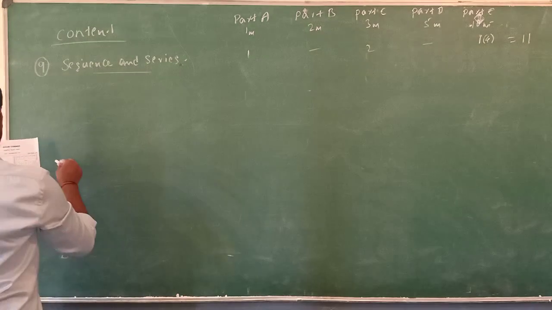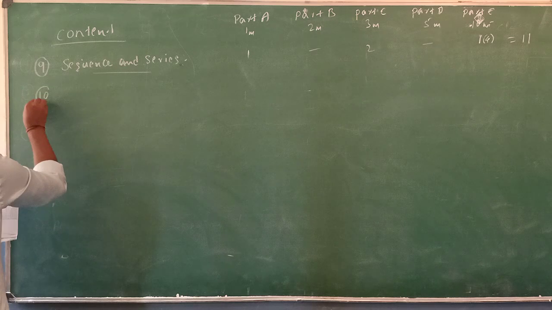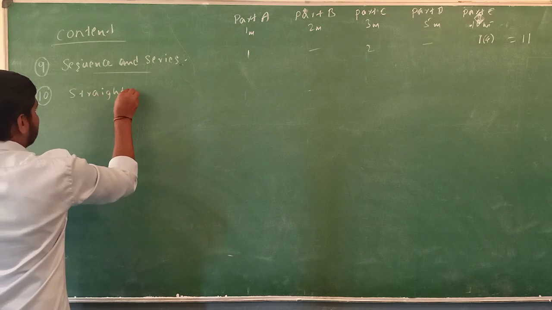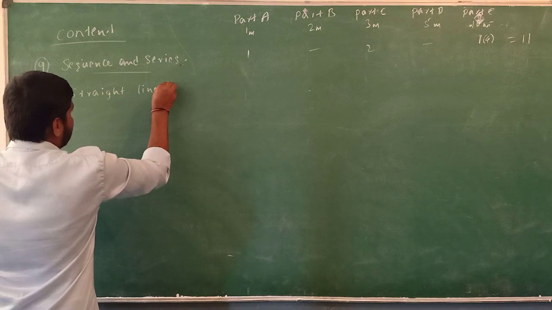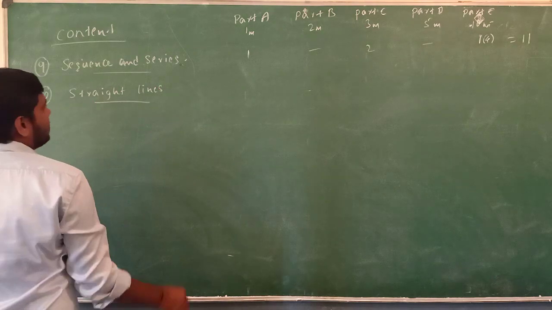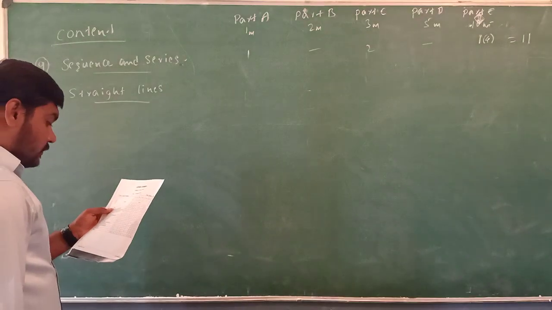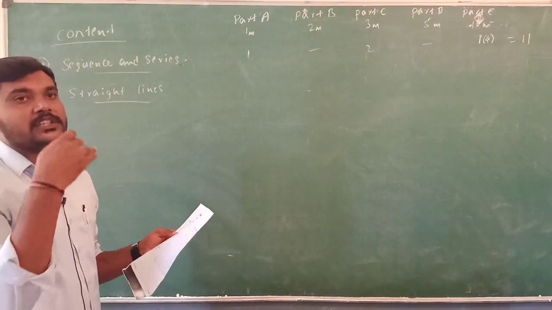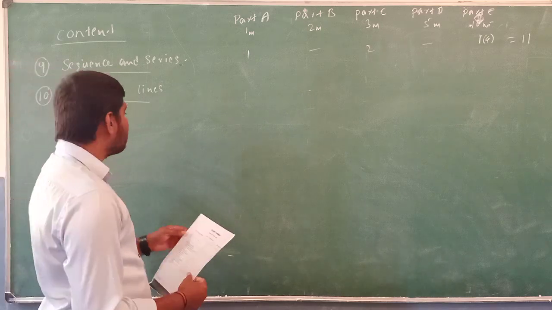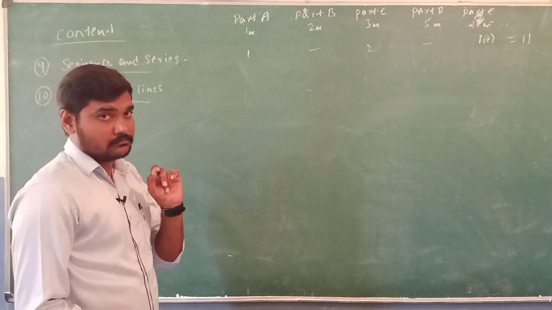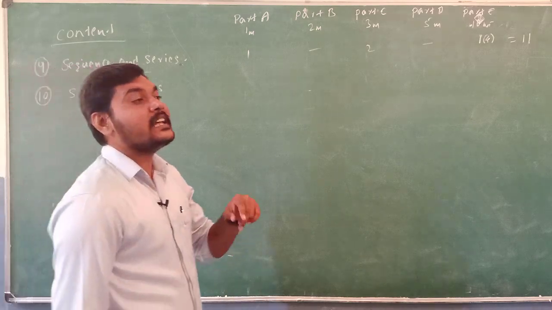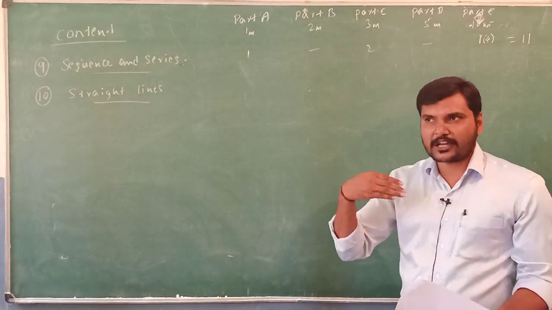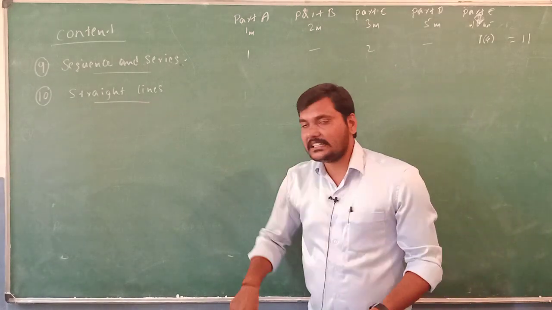And the 10th chapter is straight lines. I think you are familiar with lines and angles. By using the concepts of lines and angles, we are going to study the straight lines. We have the formula for a straight line, the angle between straight lines, the tangent forming a straight line. So these concepts we mainly study in the straight lines chapter.